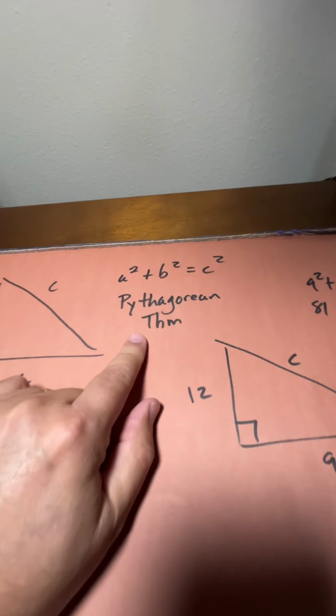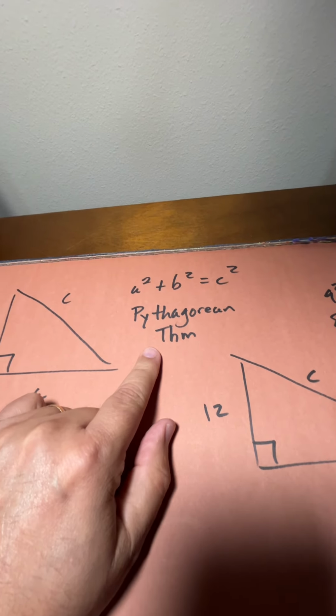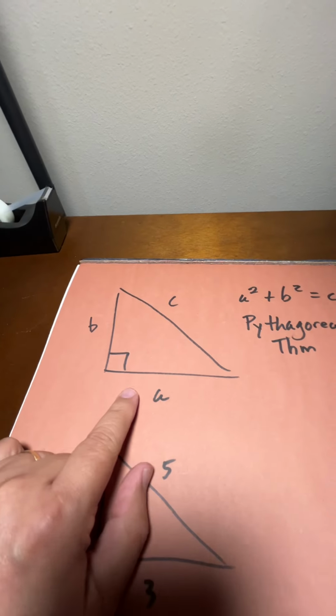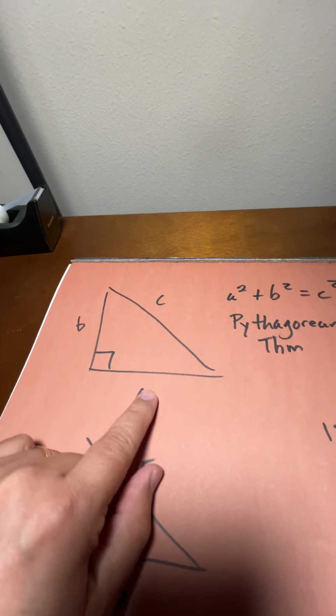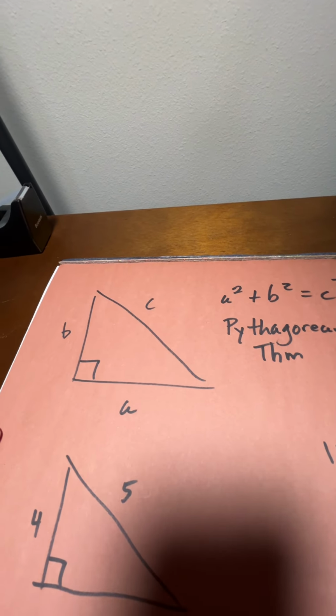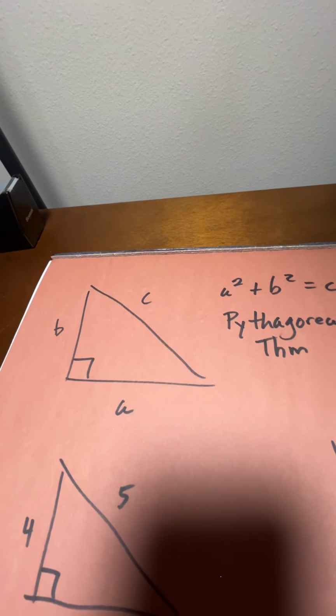Let's talk about the Pythagorean theorem. The Pythagorean theorem is a squared plus b squared equals c squared for right triangles like this, where a is a side, b is a side, but c is a special side. It's the hypotenuse. The hypotenuse is the longest side.